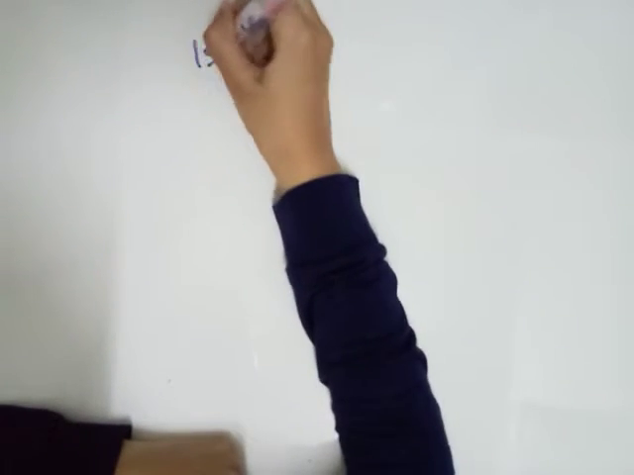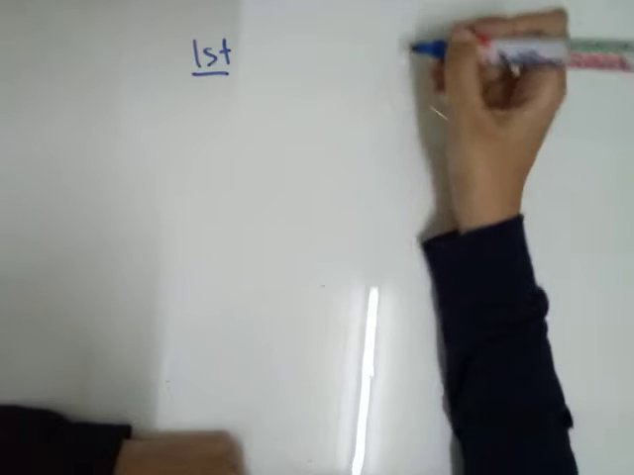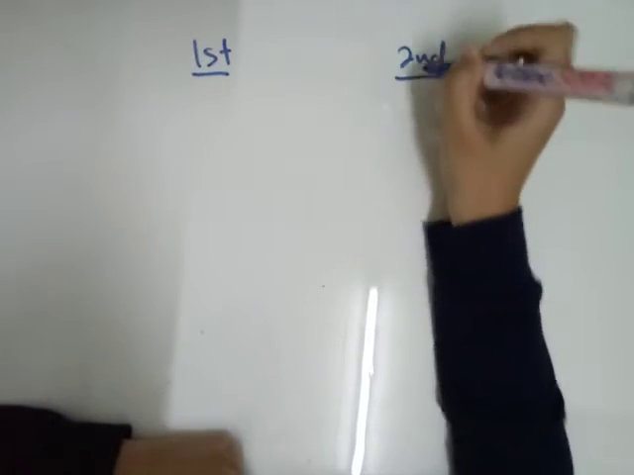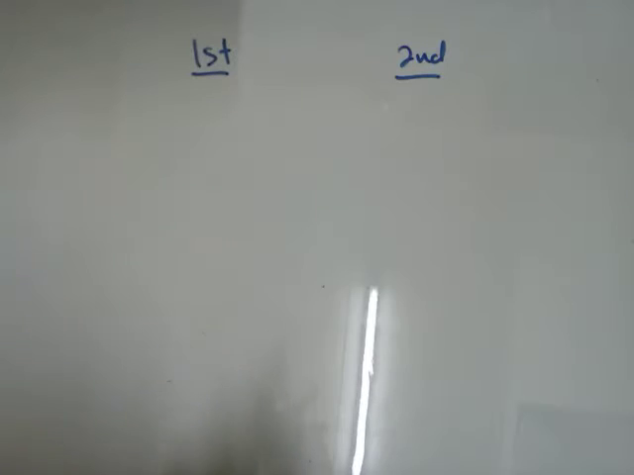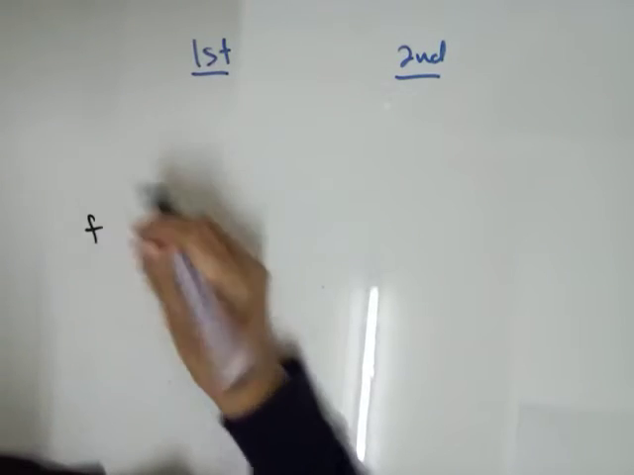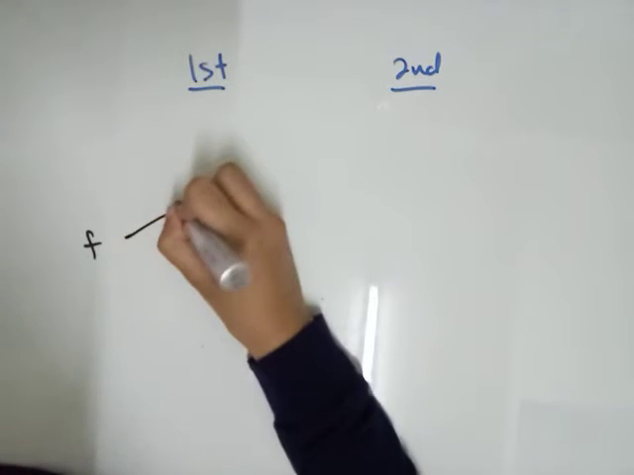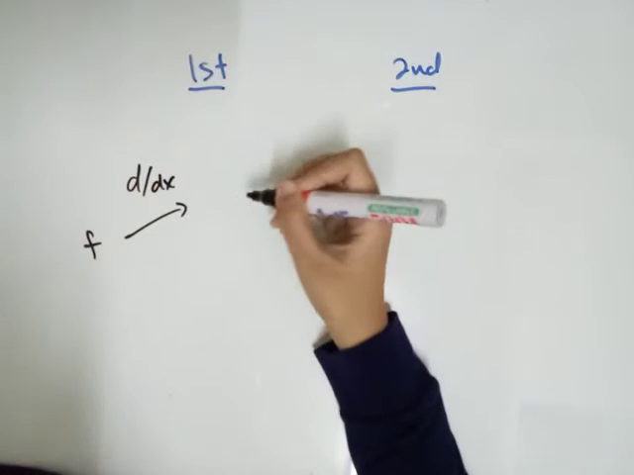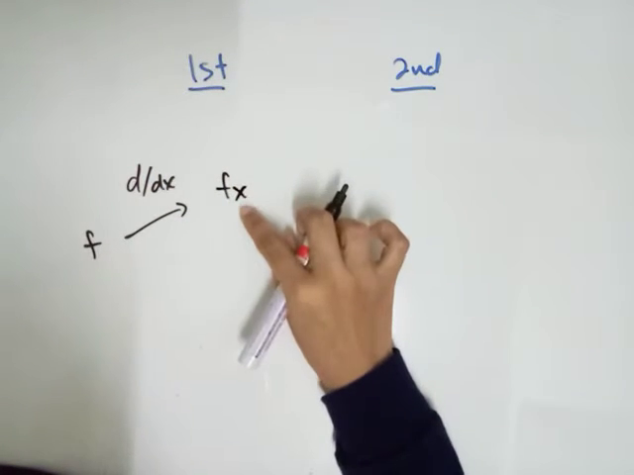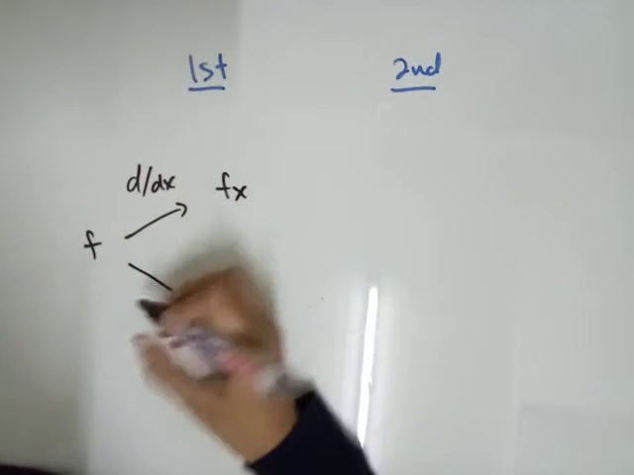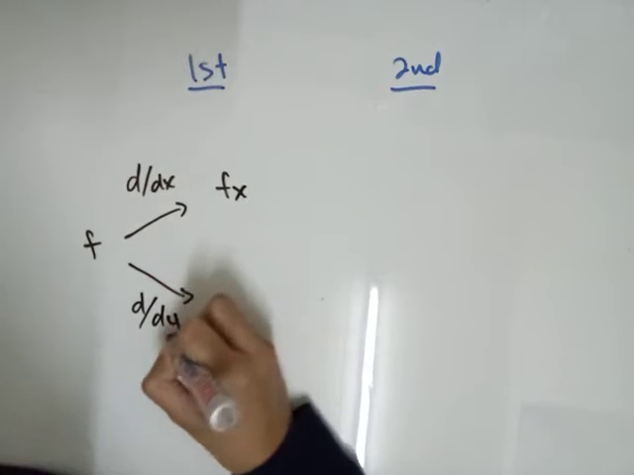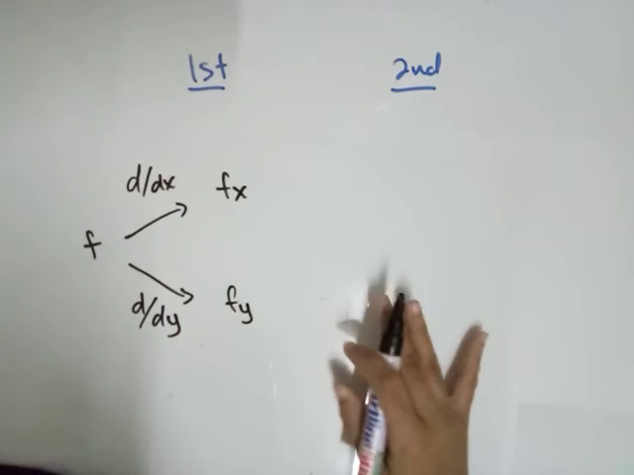Alright, sometimes we need to find the higher order partial derivatives. Let me explain how we want to find the first order partial derivatives and the second order partial derivatives. Let's say we have a function f. From the function f, we can differentiate with respect to x, so it will become the partial derivative with respect to x, fx. From the function f also, we can differentiate with respect to y, so it will become the partial derivative with respect to y.